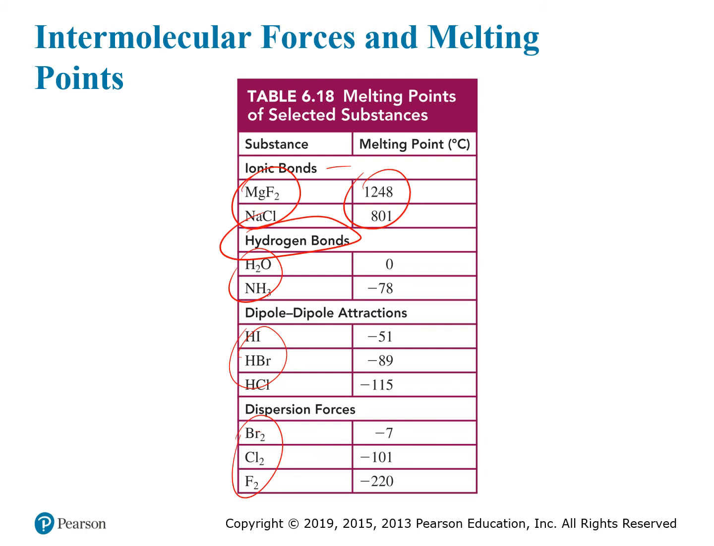Now you can see it's not uniform, right? Not every dipole-dipole attraction is lower than every hydrogen bond, because there are other factors involved. The size of the molecule is important, the size of the atoms within the molecule, or the type of bonds between them, and things like that. There are other factors, but in general, this is why nonpolar molecules tend to have lower melting points than polar molecules, and hydrogen bonding molecules have even higher melting points.